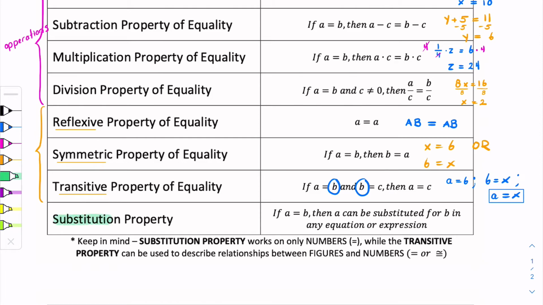Next is the substitution property. We're going to use the substitution property a lot, especially in today's notes, because we are going to be solving algebra or algebraic problems. So we're going to have to substitute our values into our equations. You all should know what the substitution property is. The substitution property states that if A is equal to B, then A can be substituted for B in any equation or expression.